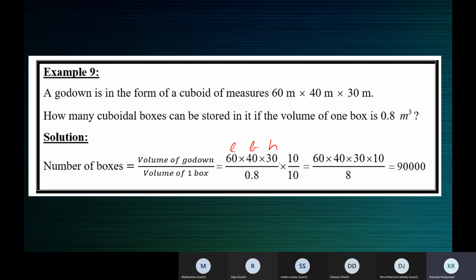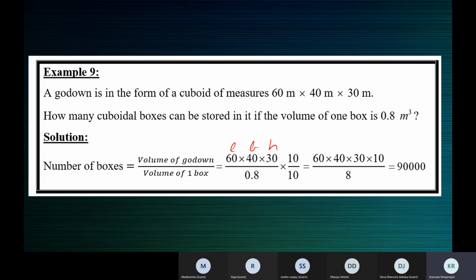And the volume will be in meter cubed because all the values are in meters: 60 meters, 40 meters, 30 meters. So the answer will be in meter cubed. The volume of one box you don't have to find. It's given directly, 0.8 meter cubed. It's not the length or the breadth or the height. We don't know the length or the breadth or the height of that box. Its volume is directly given.